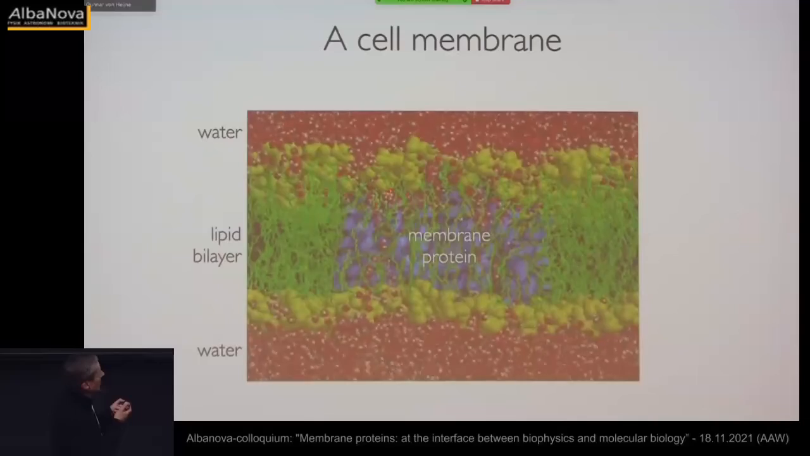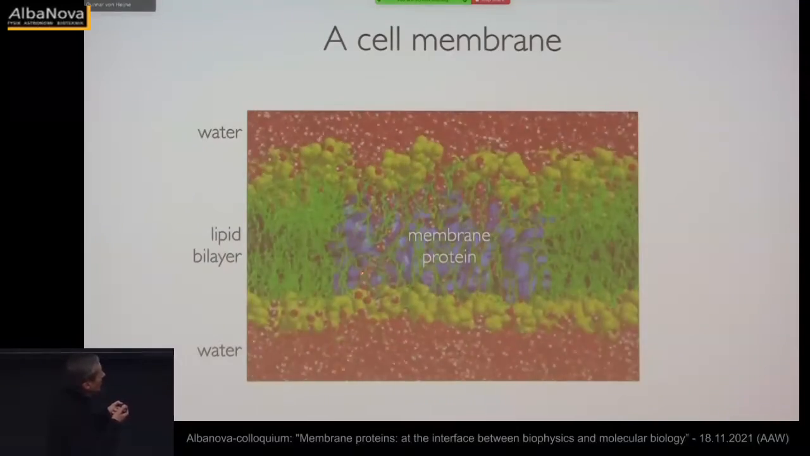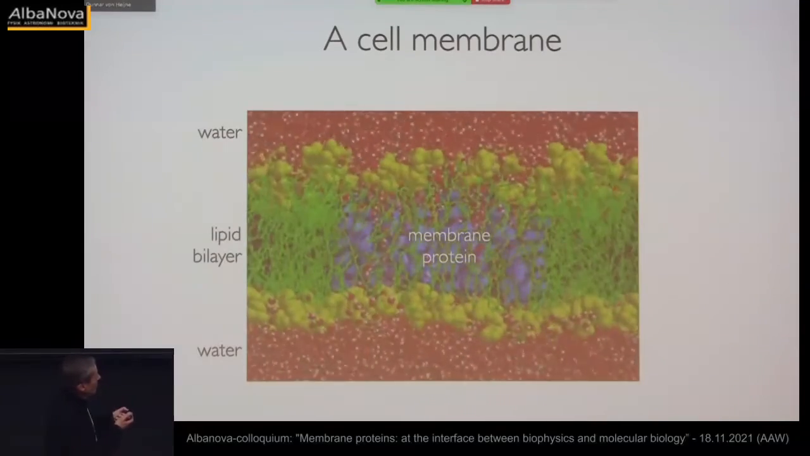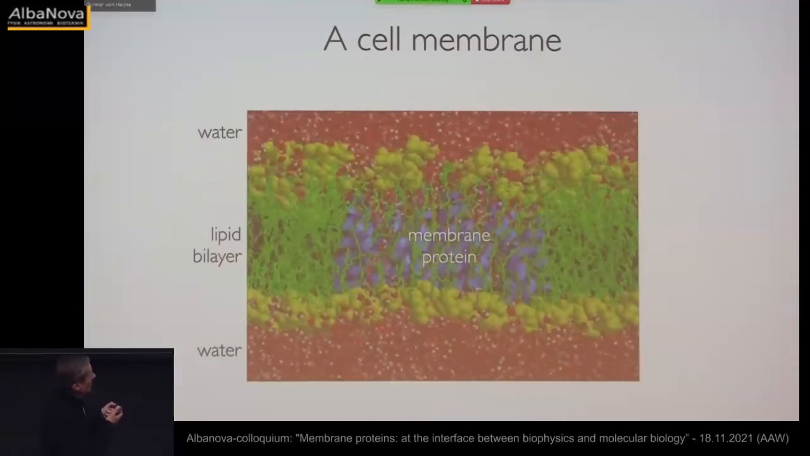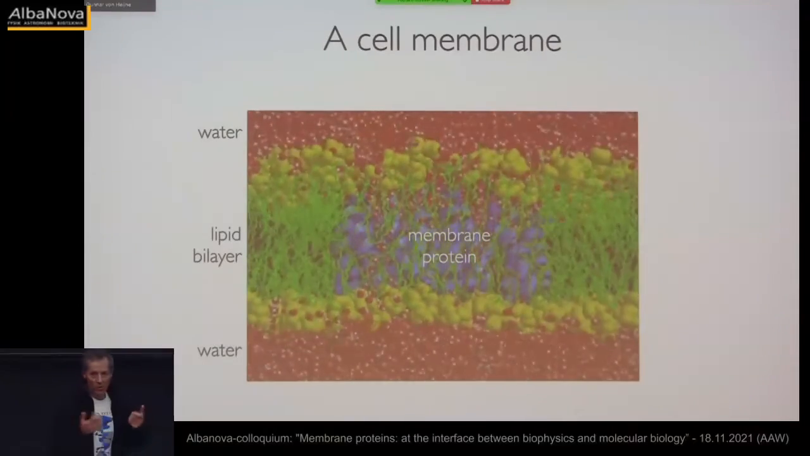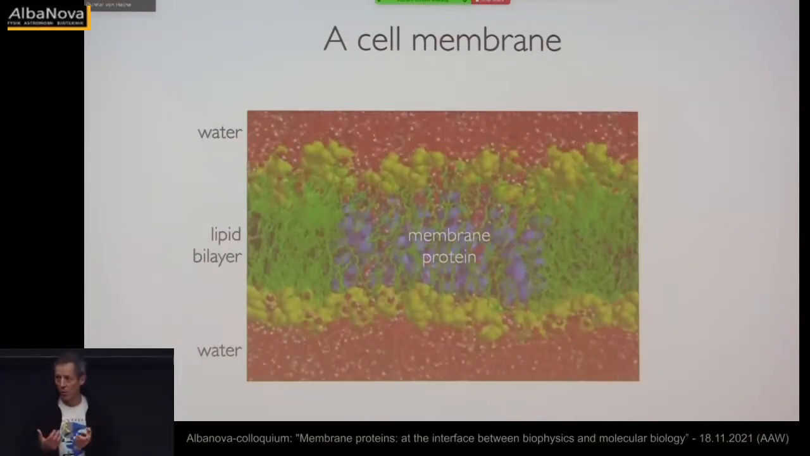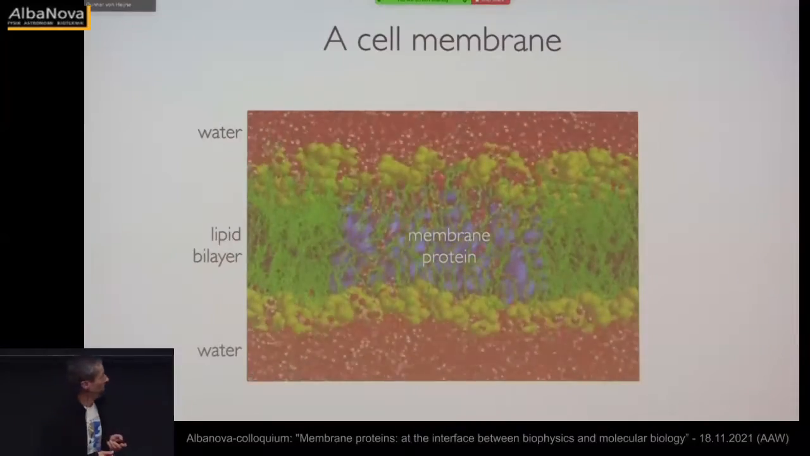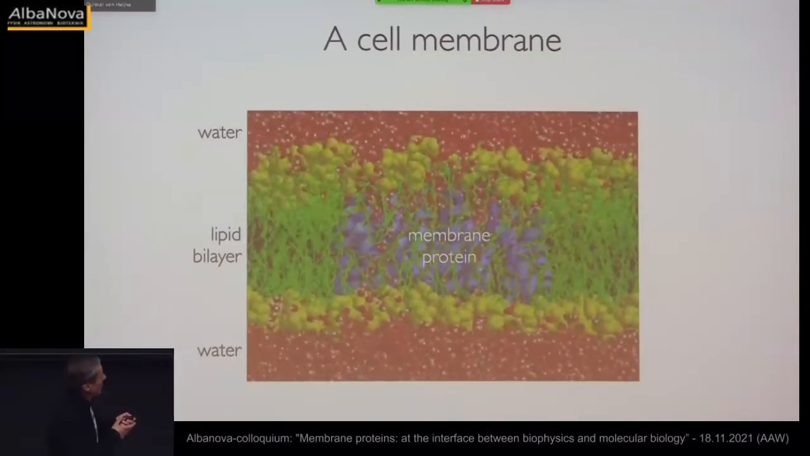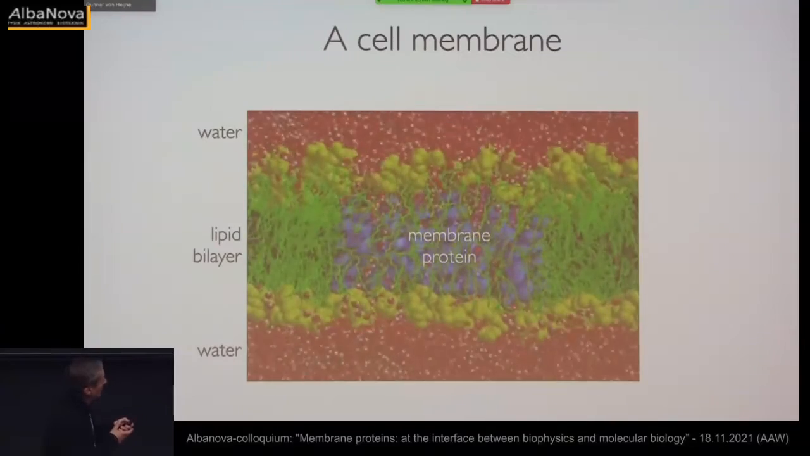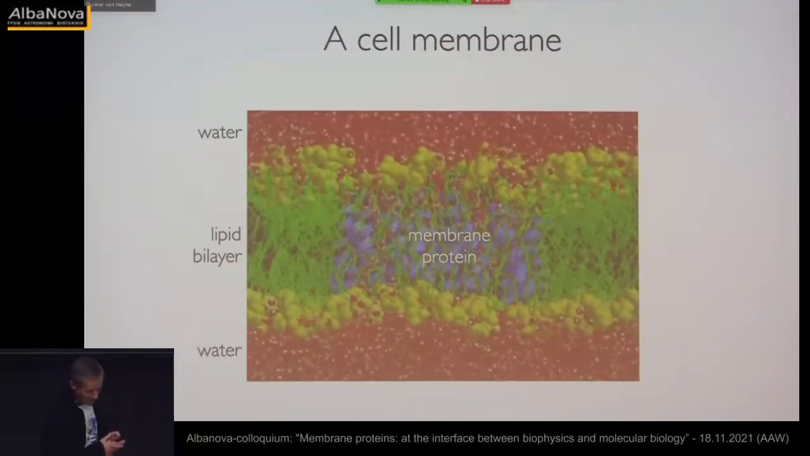And you can see how we can give function to the membrane by inserting a membrane protein. And of course, these proteins can often be controlled, so they can be closed and opened, and so the cell can control its water permeability, for instance. That's just one example. But this is typically what a membrane with an embedded membrane protein looks like.